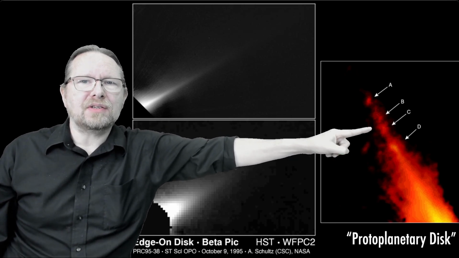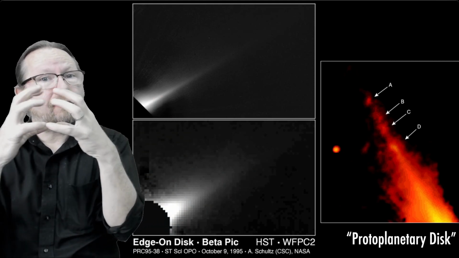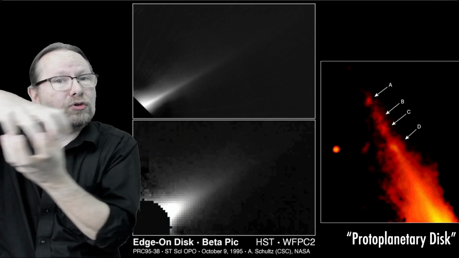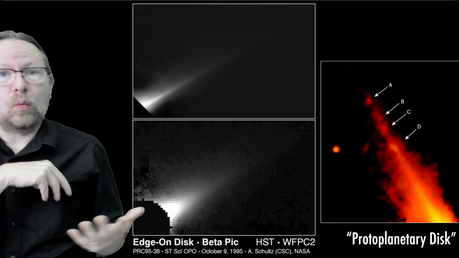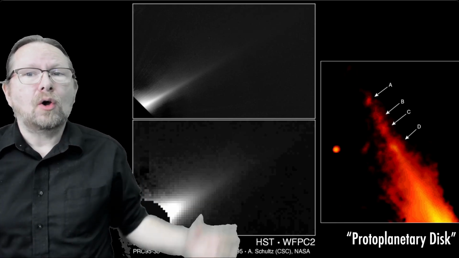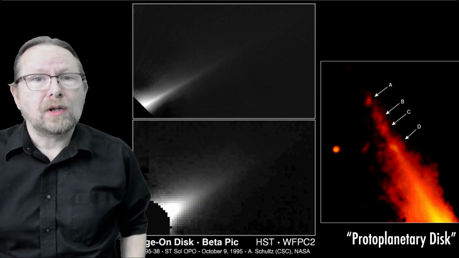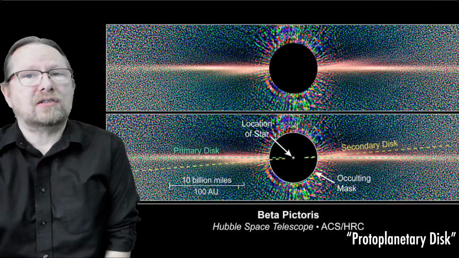They're labeled here A, B, C, D, clump, clump, clump, clump, that may be planets actually starting to form, and denser regions in that disk starting to clump together into what will be, in another 500 million years, a planetary system. So we see images of things that look like planetary systems forming.